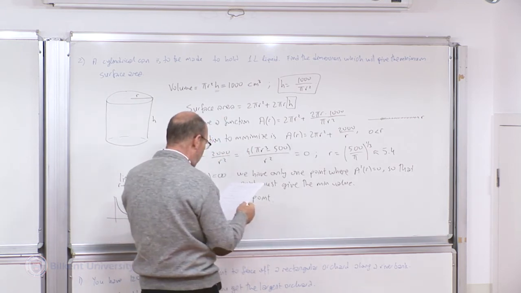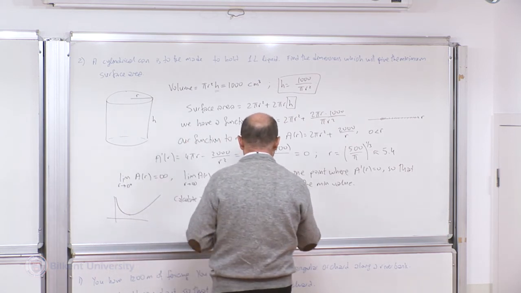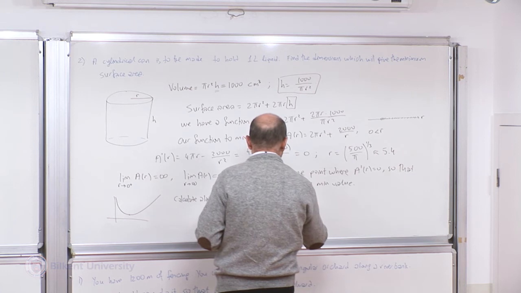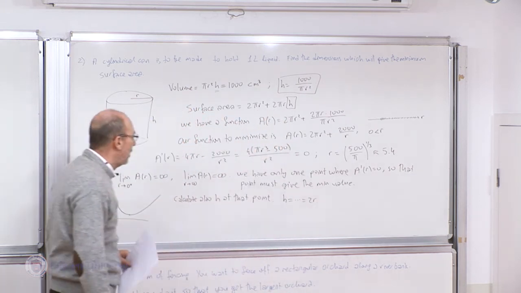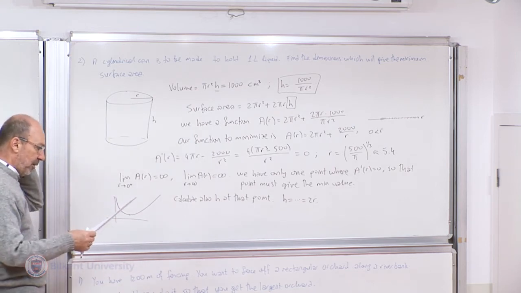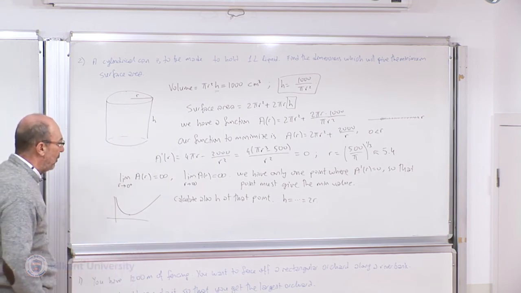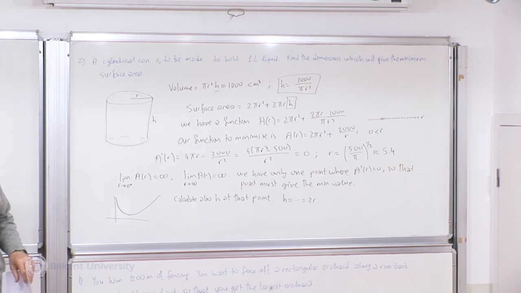Okay, so here I think I calculated h. So h is equal to, calculate this, and you'll find this is 2r. Okay, you just put it there, simplify, and you notice that it is 2 times this number. Okay, so now we give our answer to this.